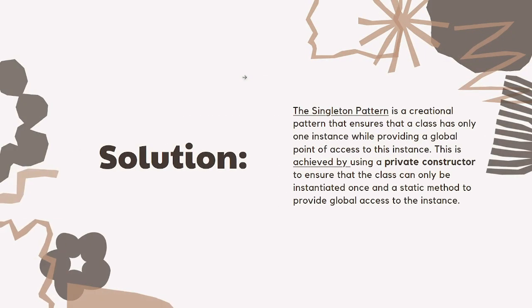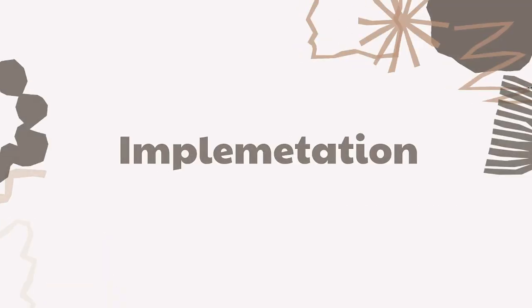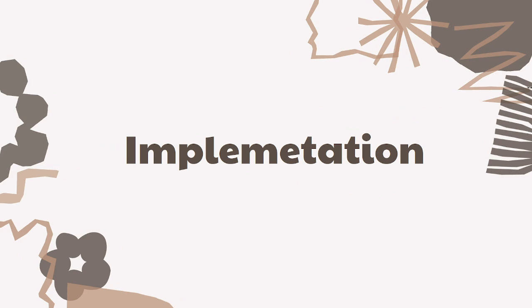For the singleton, I will give further explanation about the singleton pattern. To set up our program based on the singleton pattern, we use a private constructor to ensure that the class can only be instantiated once, and a static method to provide global access to the instance. This is achieved by using a private constructor. The way to implement this, I will go on to the next implementation part.